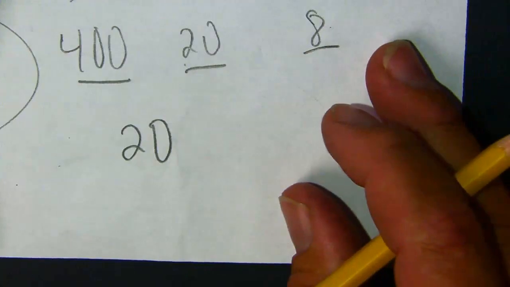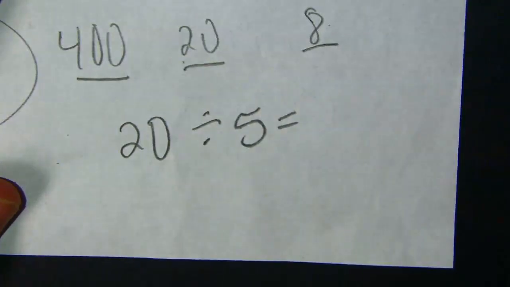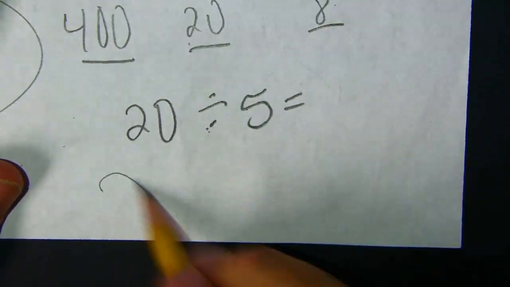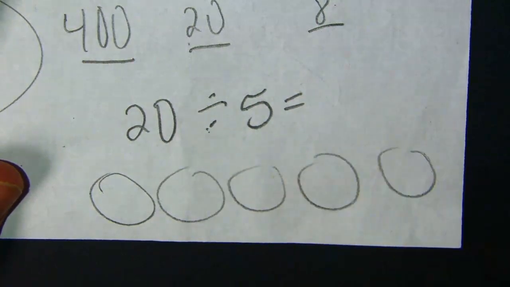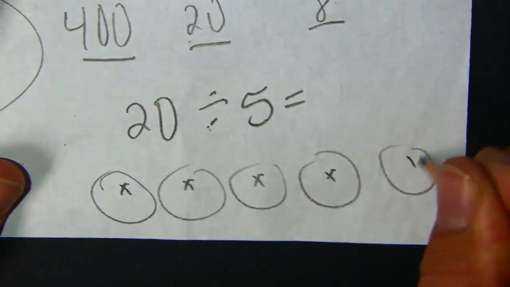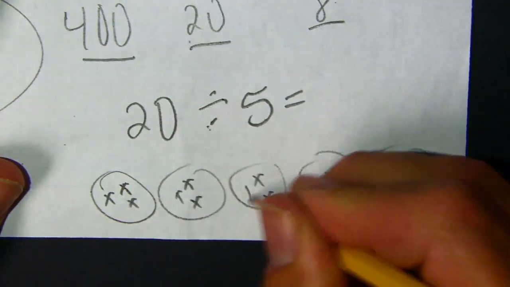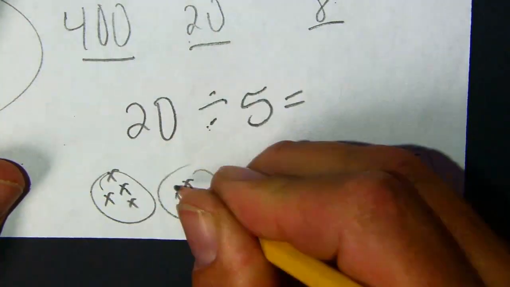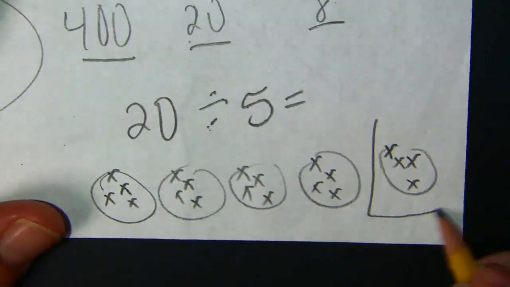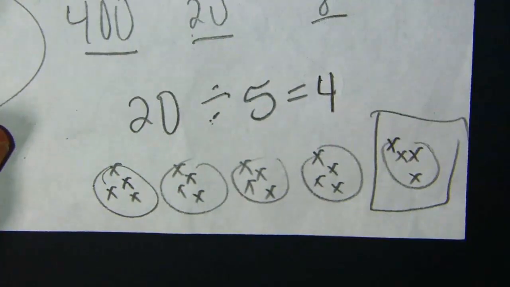Okay, so let's maybe do another one. We have 20 of whatever divided by 5. Okay, we have 20 cupcakes shared among 5 people. Draw your 5 people, and now you just have to pass out the whatever. 1, 2, 3, 4, 5, 6, 7, 8, 9, 10, 11, 12, 13, 14, 15, 16, 17, 18, 19, 20. Okay, I've passed them out. How many cupcakes does each person get? 4.